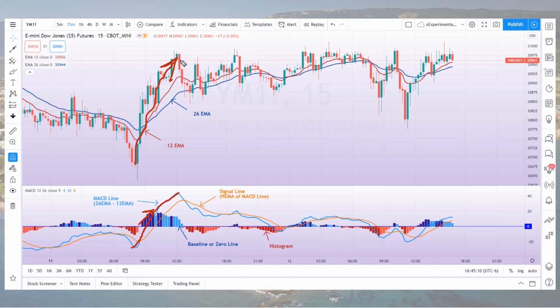Then make note that the momentum kind of dropped off and this started going kind of sideways right here, and during the course of that you can see the MACD dropped off down towards zero. So the MACD can tell you a lot about a market.